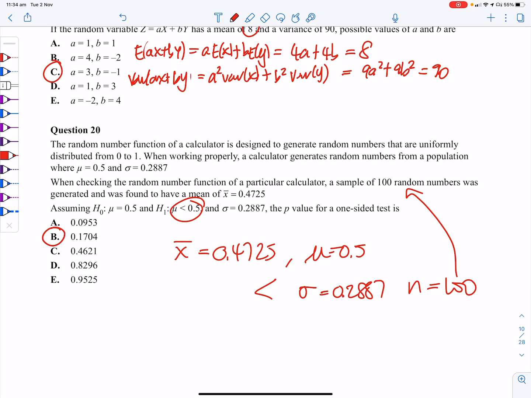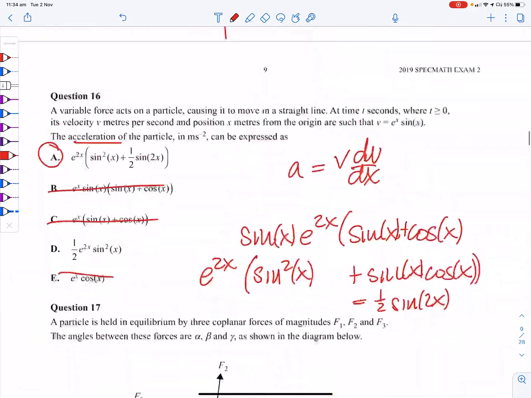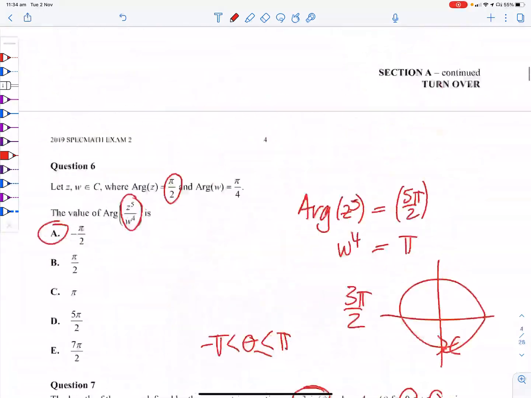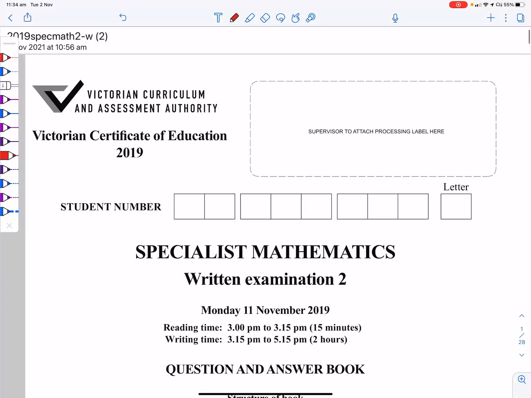Okay, so that is the multiple choice for 2019. Hopefully I'll get time to do the extended response today. And hopefully this is some use.